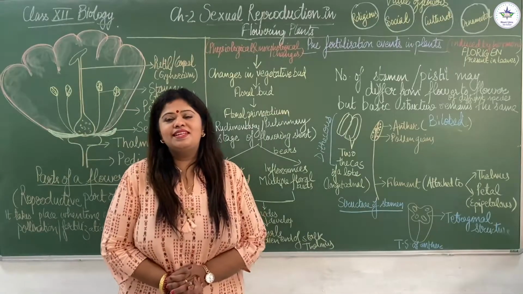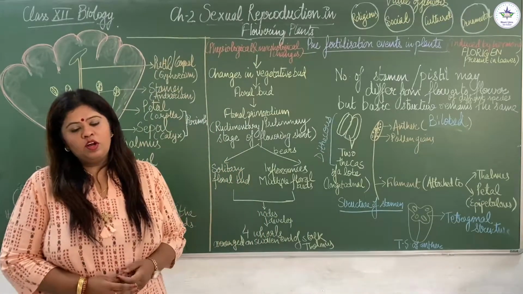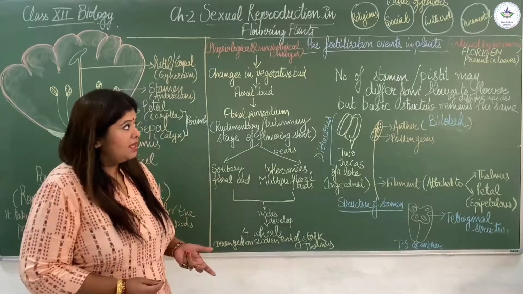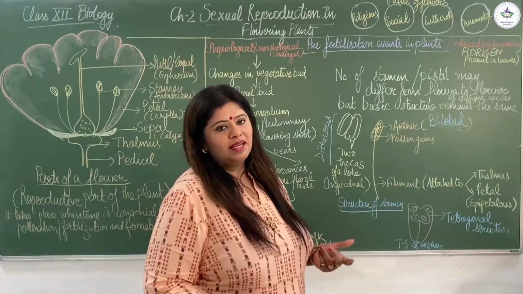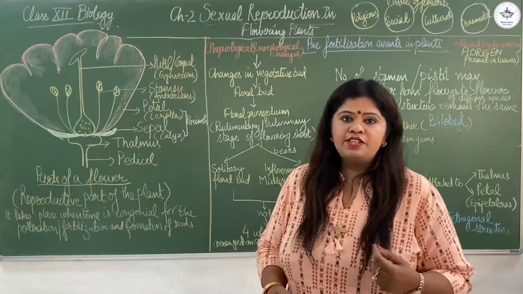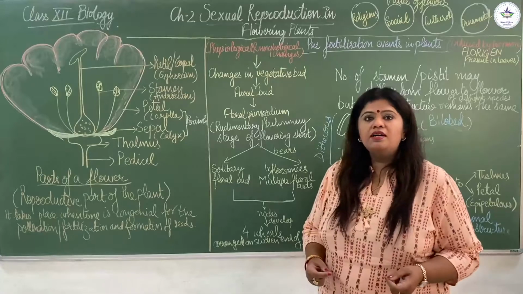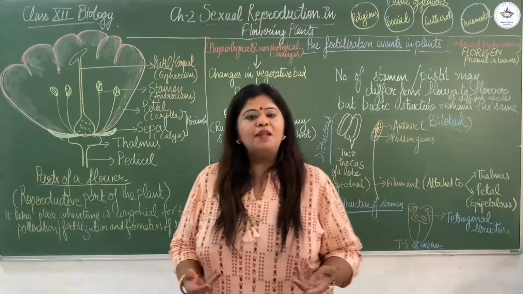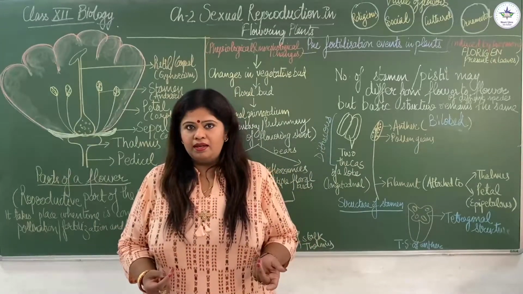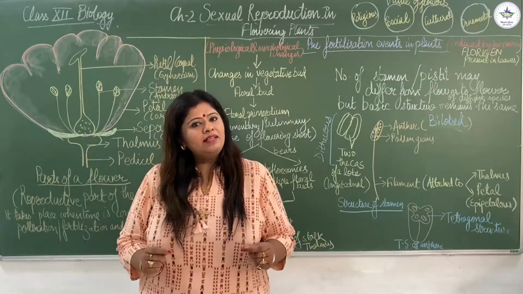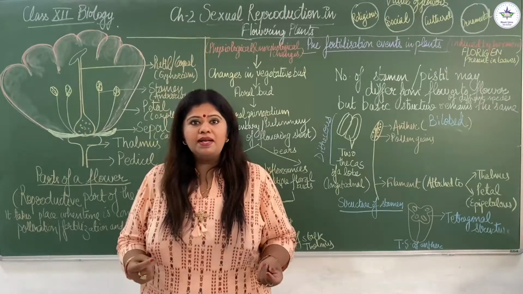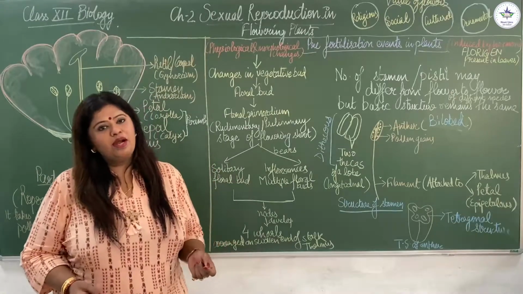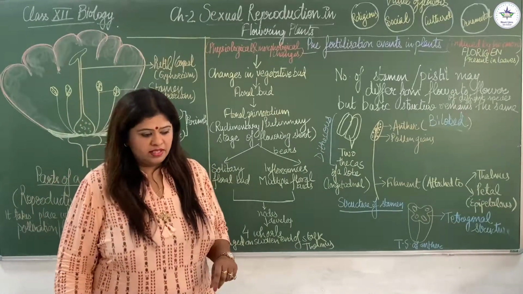Hello students, let's start with the second chapter of class 12th biology, that's reproduction in the flowering plants. When I talk about the flowering plants, that means we are referring to the angiosperms, the plants which produce flowers. So what are actually flowers? Flowers are the reproductive parts of the plant. If the flower is the reproductive part of the plant, what are the other parts? The other parts such as the stem, leaves and roots are referred to as the vegetative parts.